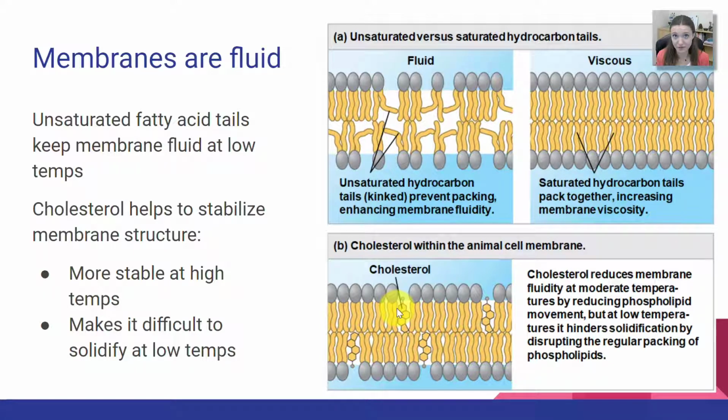different temperatures, which is important because our bodies are often at different temperatures, right? Especially if you're an organism that doesn't maintain a constant body temperature, it's really important that your membrane can still function even if you are just a few degrees above freezing or if you're over 100 degrees.